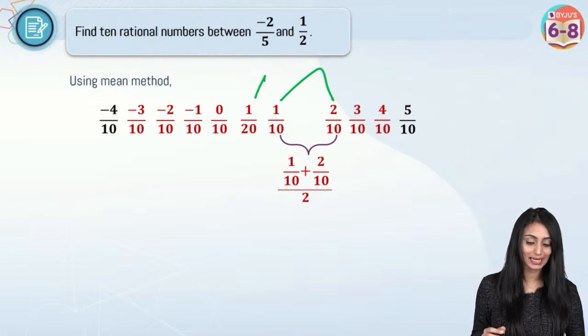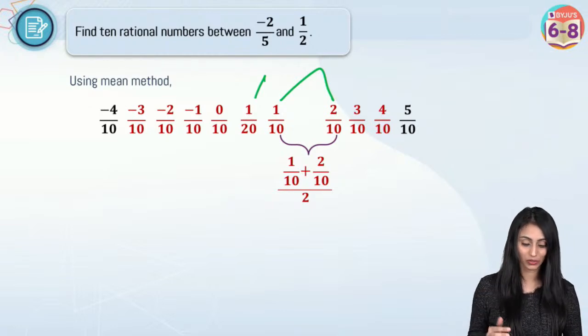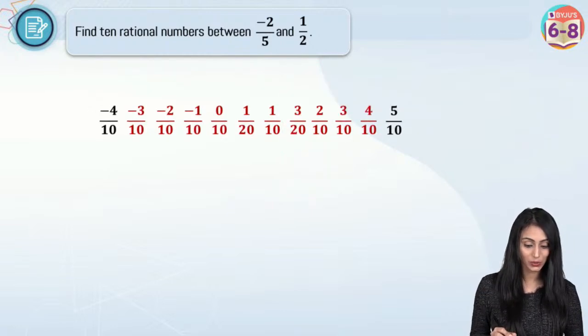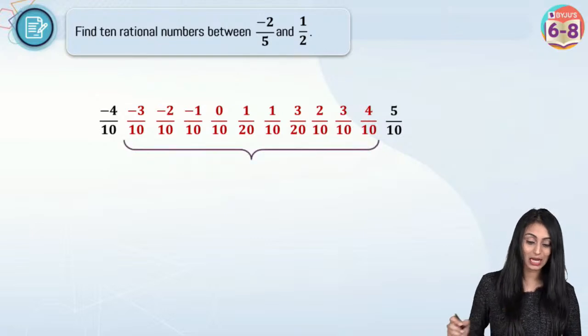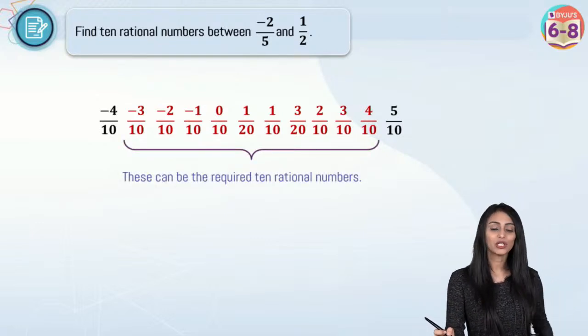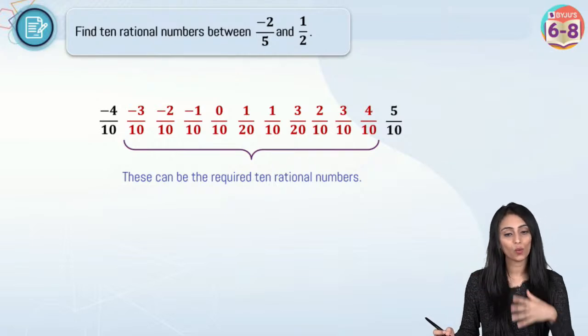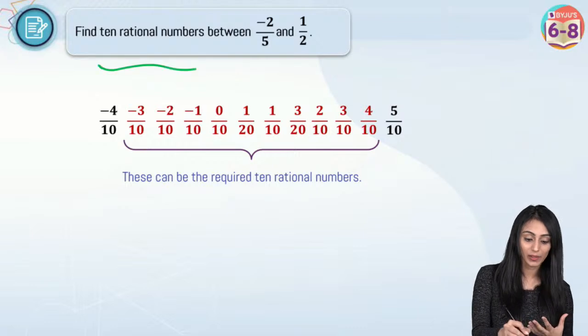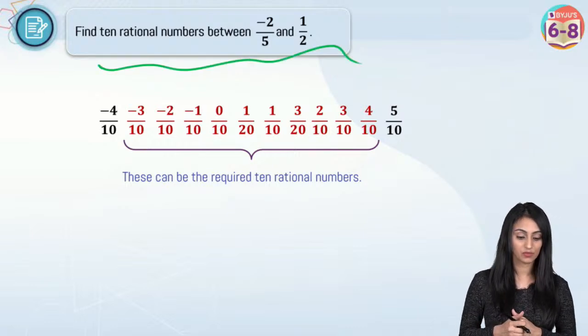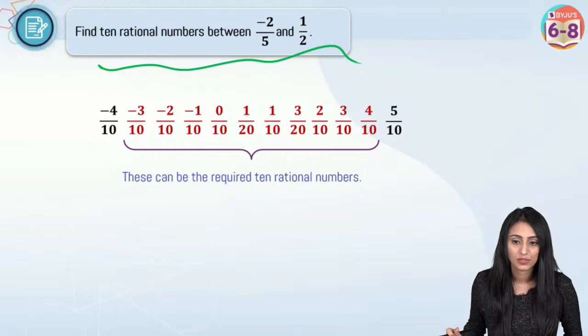Similarly, between 1 by 10 and 2 by 10, let's use the mean method. I'll add them up and divide by 2 and we get another number. So these are the required 10 rational numbers. So did you see that? The method was not mentioned in the question, right? If you want, you can go with just one method also, but I explained the other method also because we were short of other rational numbers over here.